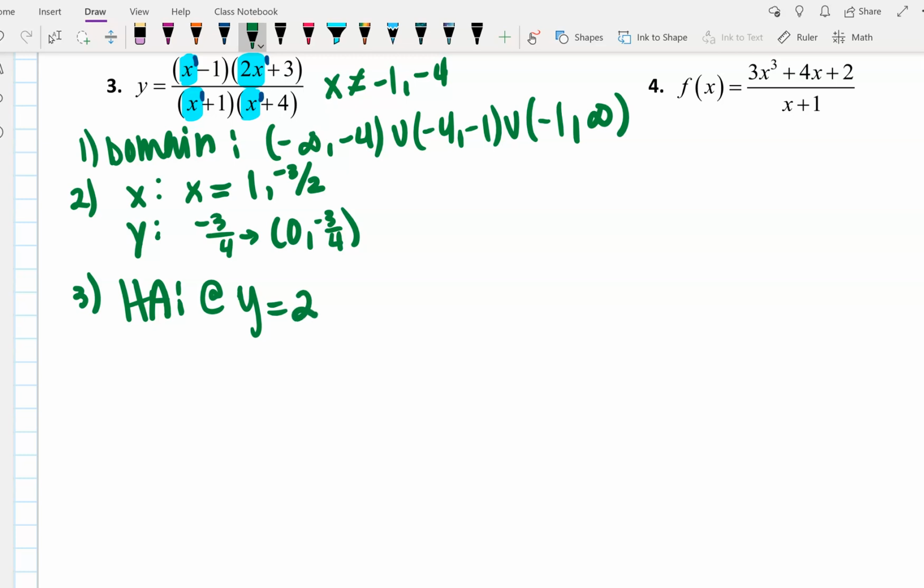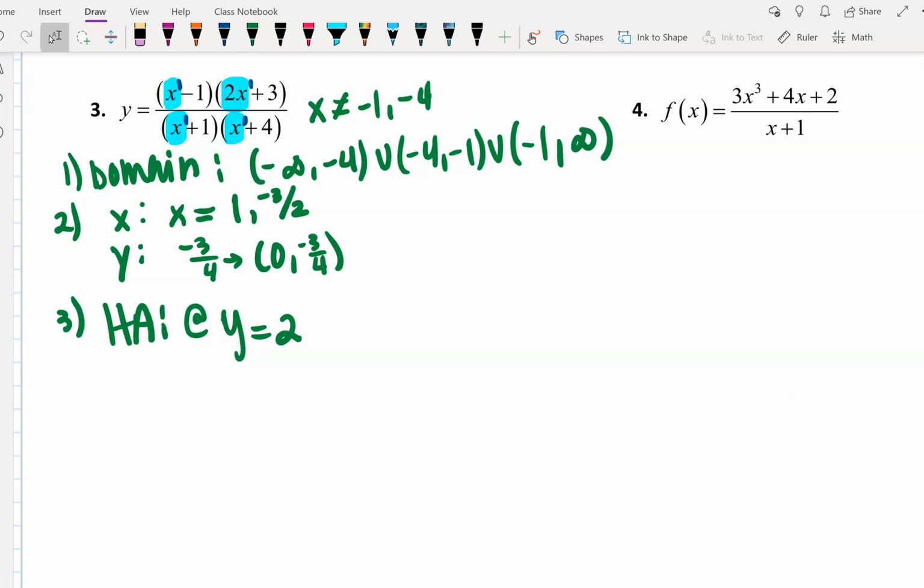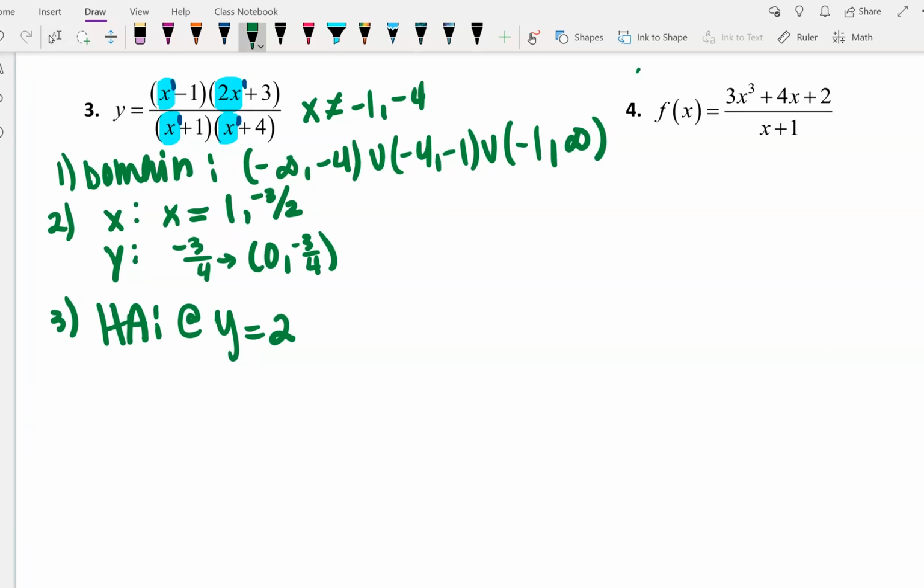Okay. So what I would like you to do is number 4 on your own. So if you can't factor it, that's fine. It doesn't look like you can, but if you can factor it, you should. But find all 3 parts: domain, intercepts, and your horizontal asymptote. Okay, so go ahead and do that now.